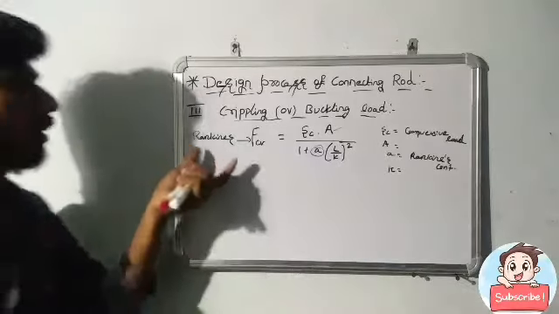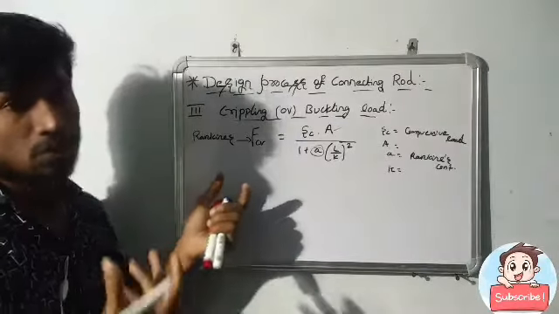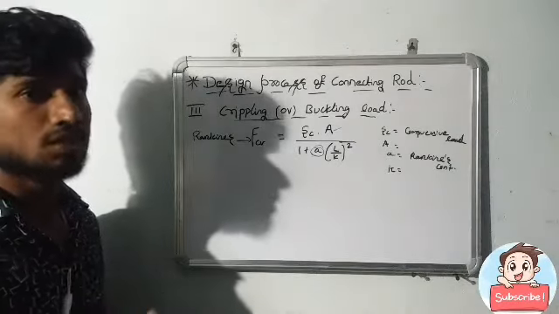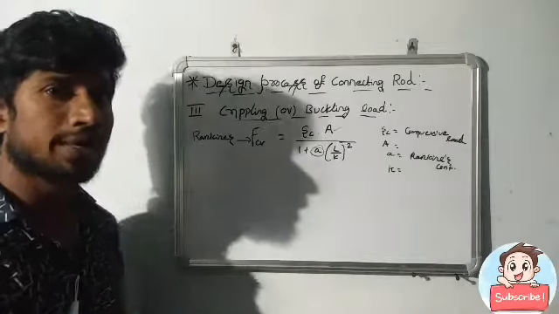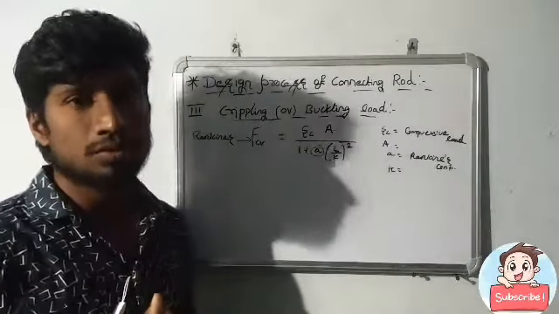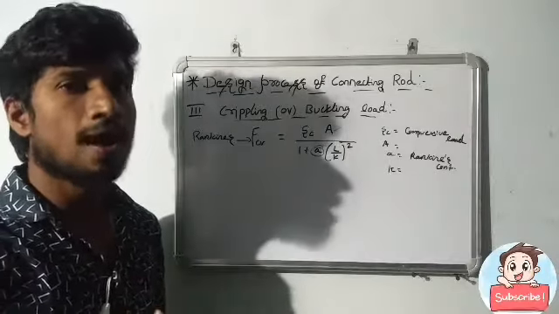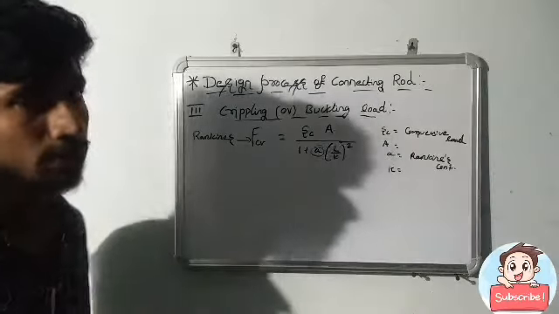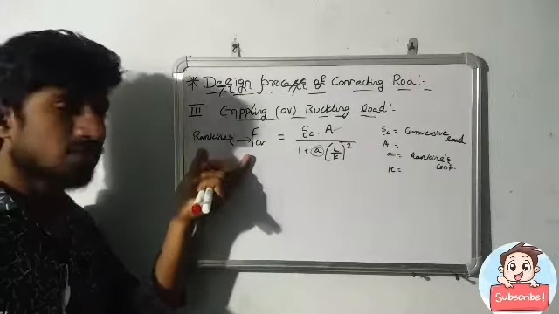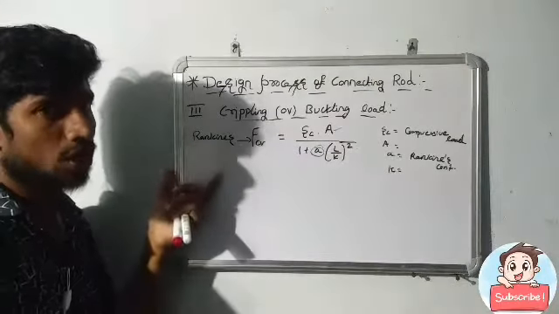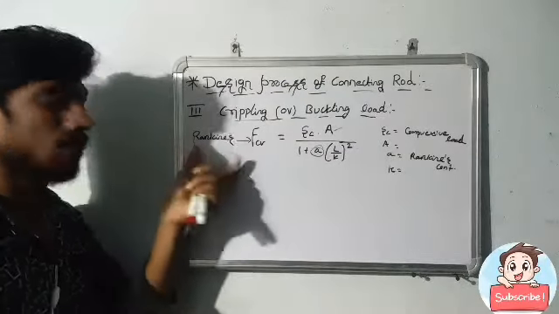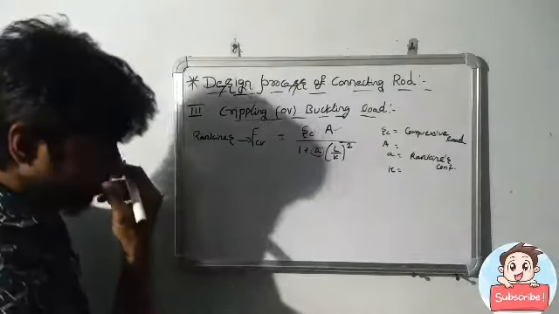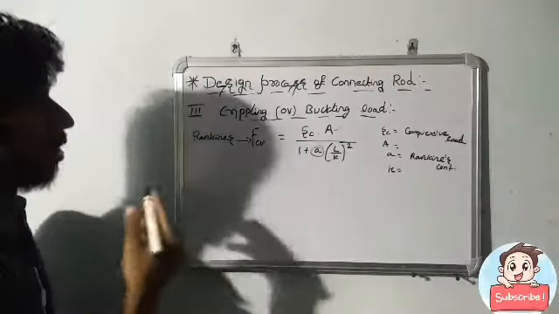So why do we prefer only Rankine's formula? Because we have different types of formulas, Euler's formula and Johnson's formula. Euler's formula is only suitable for long columns, and Johnson's formula is only suitable for short columns. That's why Rankine's formula, which is suitable for both long and short columns, is preferred to find out the crippling or buckling load. So let's see the Rankine's constant.